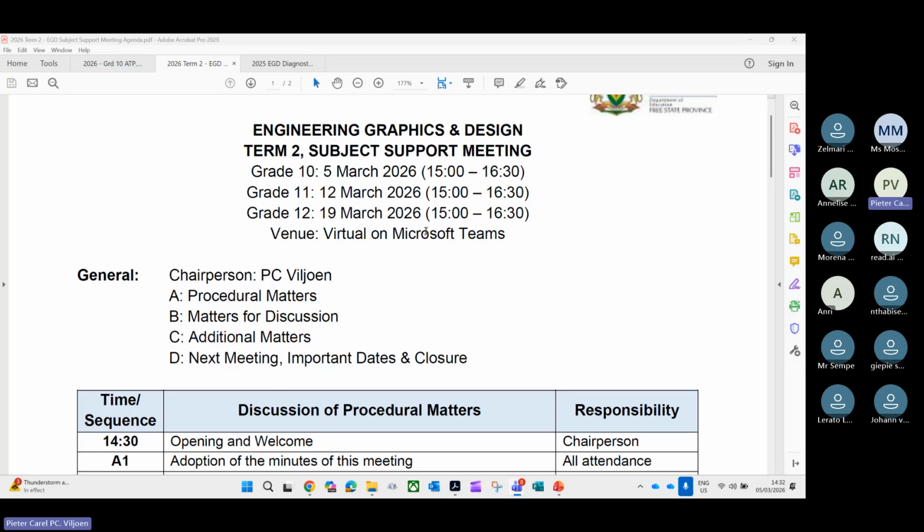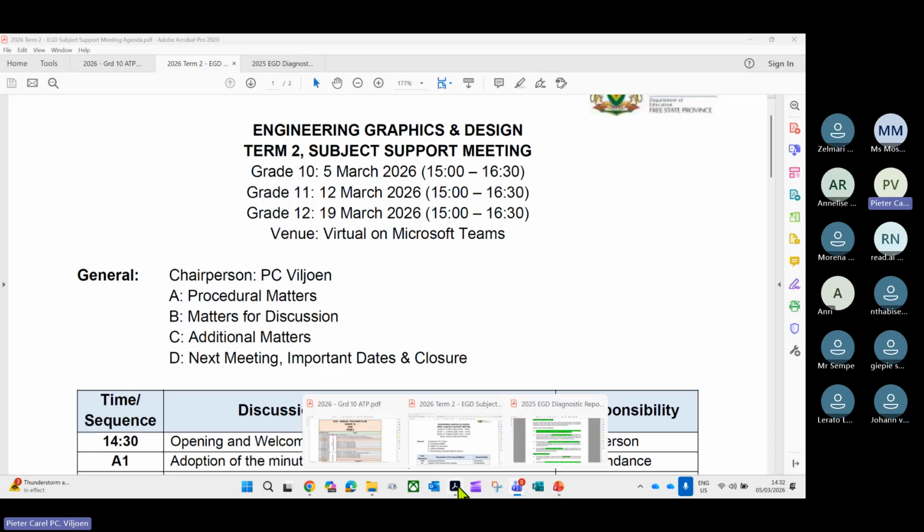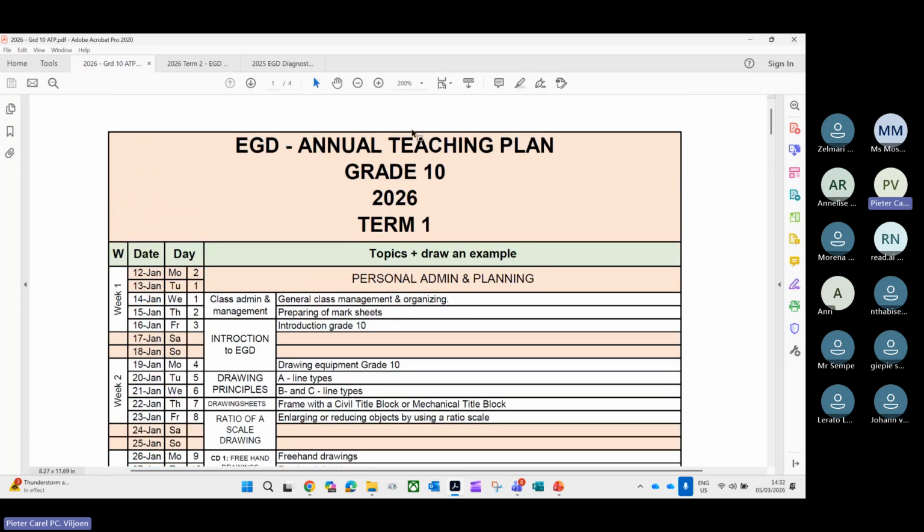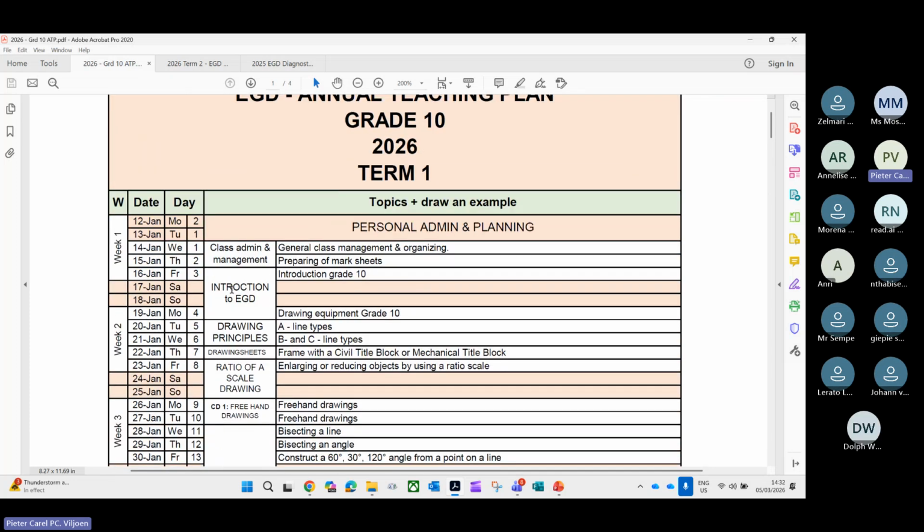Now, first of all, at the end of last year, we didn't have much time to do a grade 10 virtual meeting explaining the subject information for this term. But if I can scroll down to the annual teacher plan for the grade 10s, this is basically what we have had up to so far.